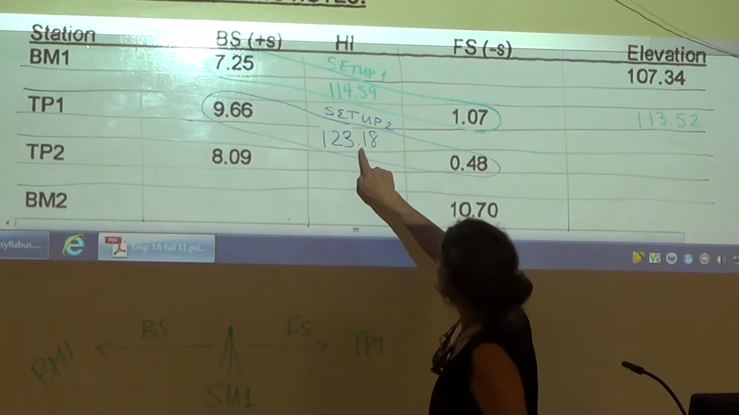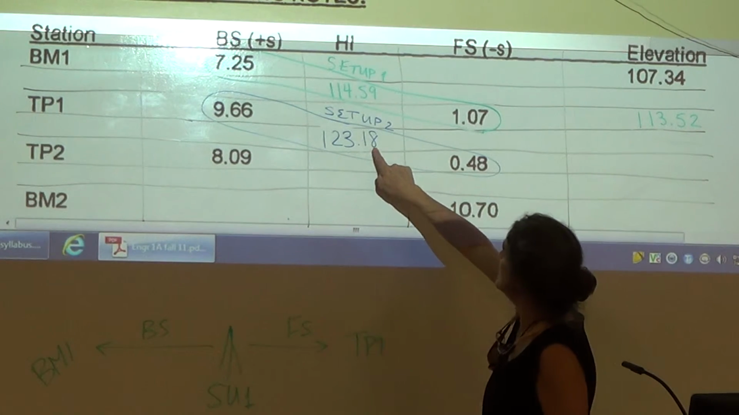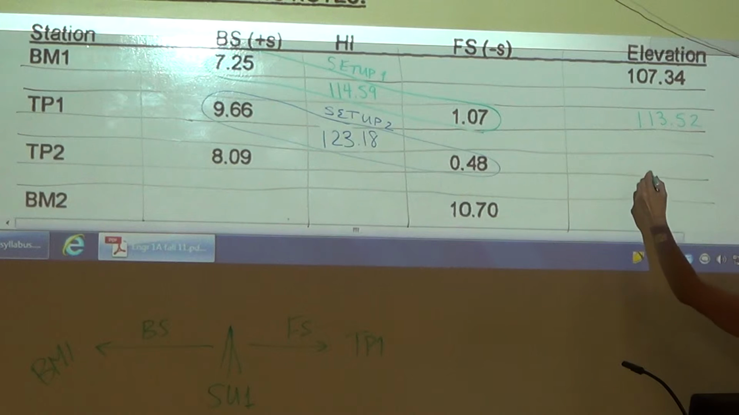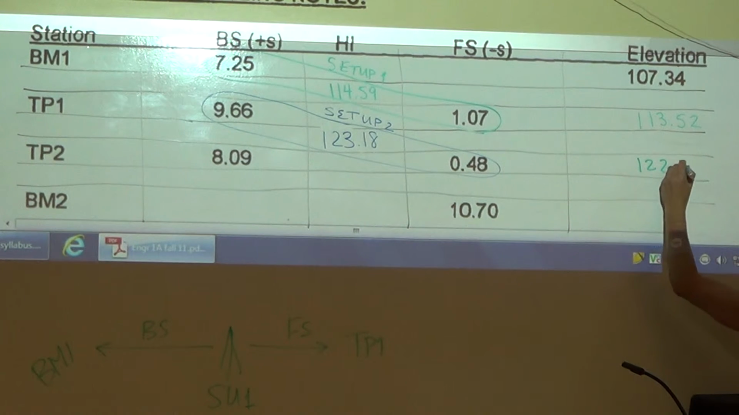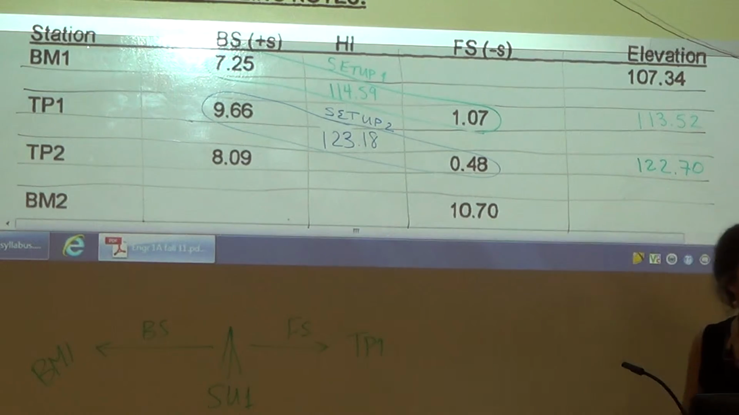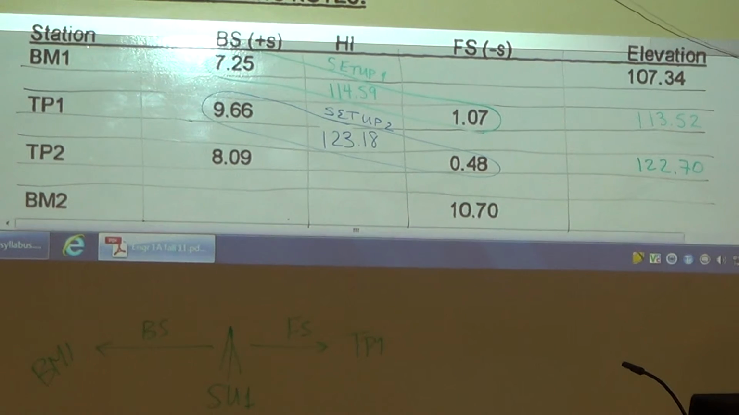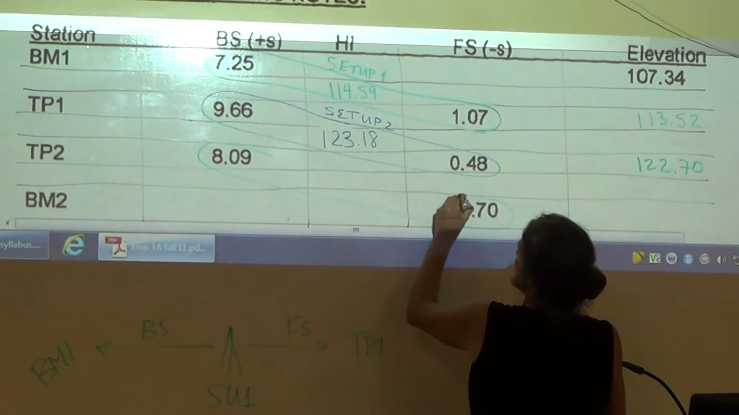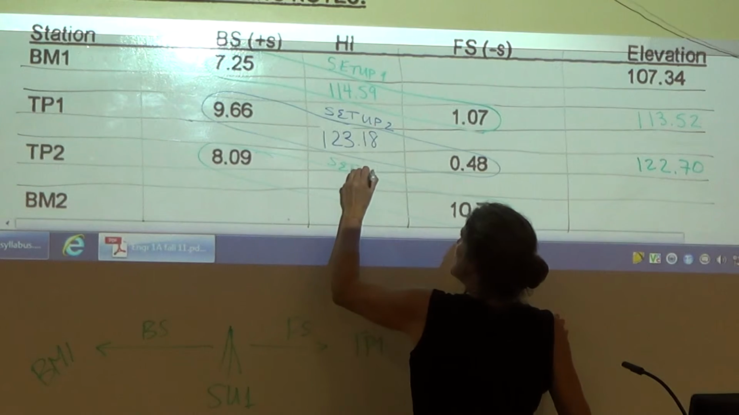Okay, so we have the height of instrument of the second setup of 123.18. We have a foresight of 0.48, and what do we do? Subtract them, and I get 122.70. And what is that value? The elevation of TP2. So it's on the same row. Now what do I do? I have the 122.70, add it to 8.09, and this represents setup 3.